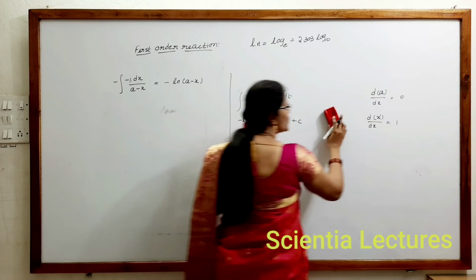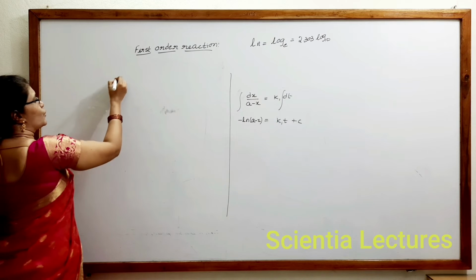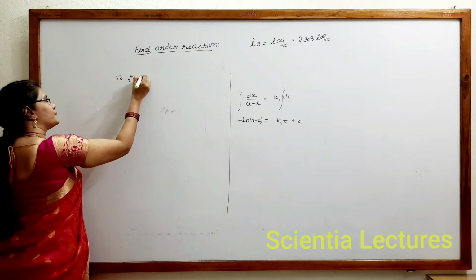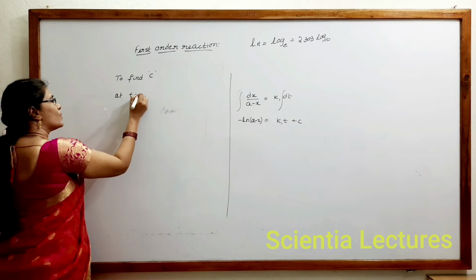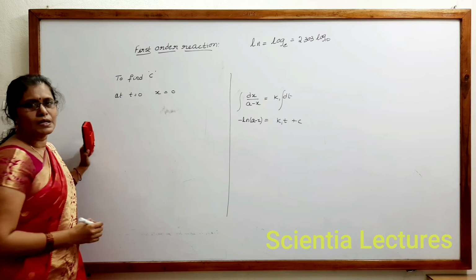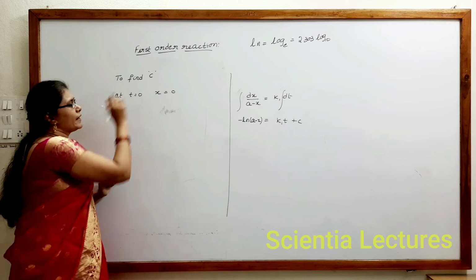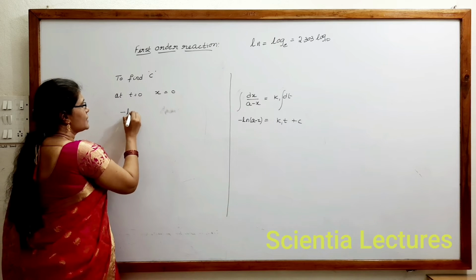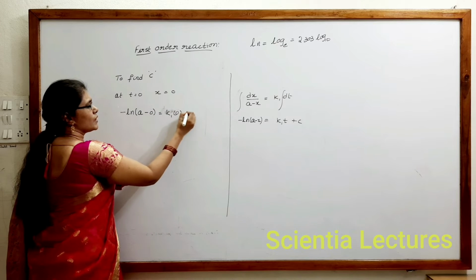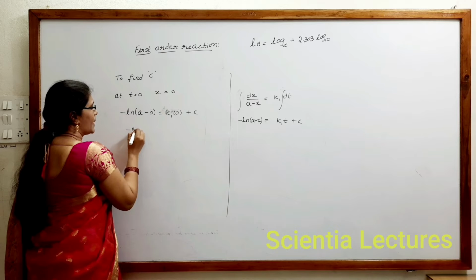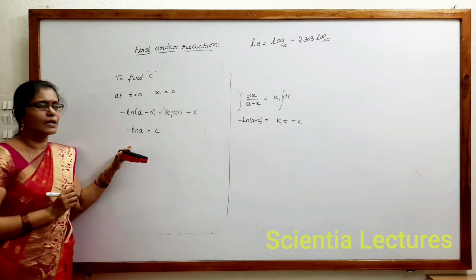Now we know how to get the C value. What is the condition to find C? At t equal to 0, the reacted amount must be equal to 0. We can find out C. Now substitute: minus ln A minus 0 equals K1 into 0 plus C. What we get is minus ln A equal to C.